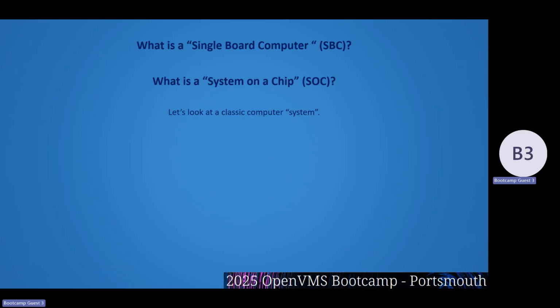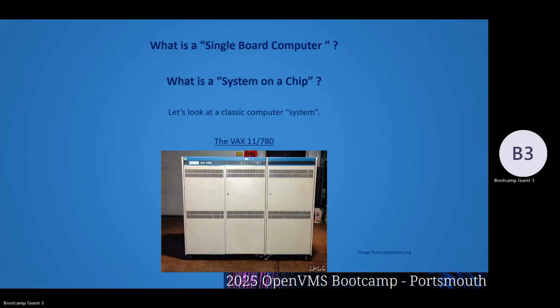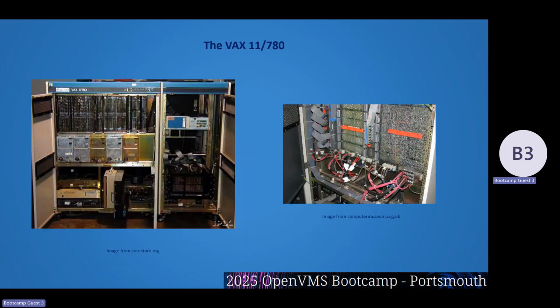What is a single board computer? Well, if you're going to talk about what a single board computer is, you have to talk about this other thing called a system on a chip. I think we all know that there are various examples of what constitutes a computer system. So let's pick one that was near and dear to my heart. This was the first VMS system I ever managed, the VAX 11/780. Not this one in particular, but the 780 consisted of a double-wide CPU cabinet and a single-wide I/O cabinet. That was the basic configuration.